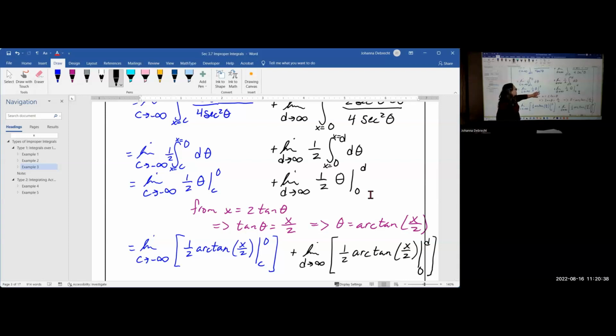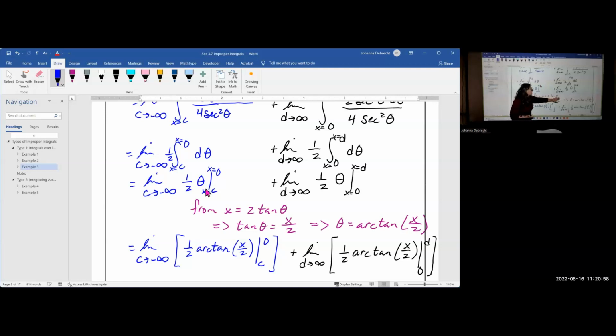Now remember that these limits of integration are x values. So this is x equals 0 and x equals d. So you cannot plug in these values into theta. They're x values, not theta values. So we've got to get out of theta and get back to x.